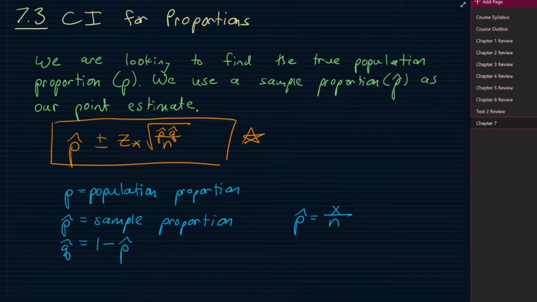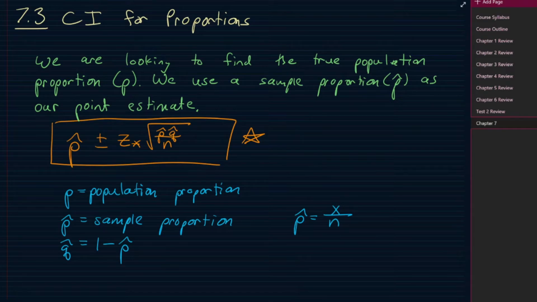And we find our z star in the normal fashion based on the confidence level that we're given, or that we're trying to use. So again, very similar formula. We take our best guess, and then we do plus or minus whatever margin of error is in the formula. And to find the margin of error, we've got to use a z-table or a t-table, depending on what is given to us.